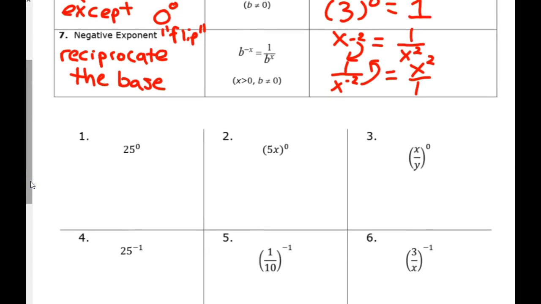Now, it should not take us too long to do these. Because didn't we just learn what 0 power equals? What does a 0 power equal? 1. So look at number 1. 25 to the 0 power is? Is it 1? It is 1. Does everyone understand? Number 2, 5x, all of that to the 0 power. What do you think it is? It's just 1. You can have multiple things in the parentheses as long as it goes to 0, it's 1. What if you're dividing? Number 3, x and y are in the parentheses. To the 0 power is still 1.